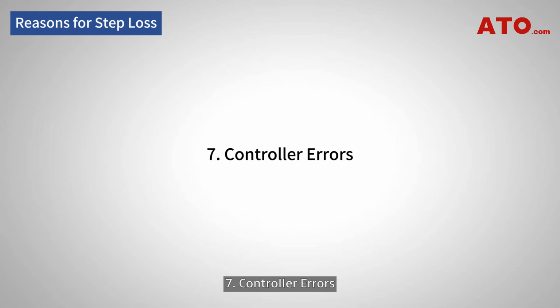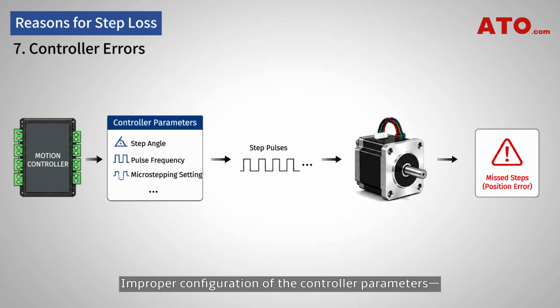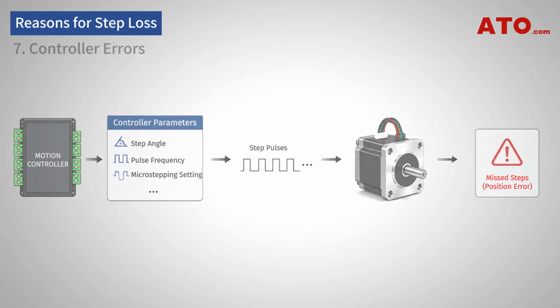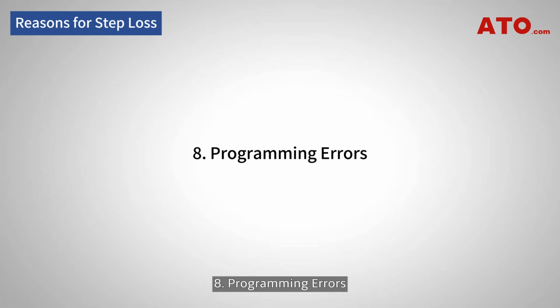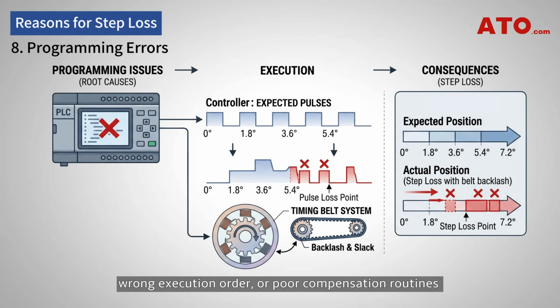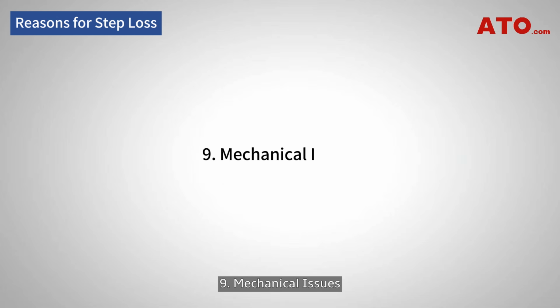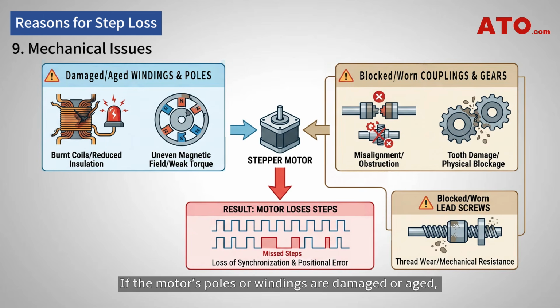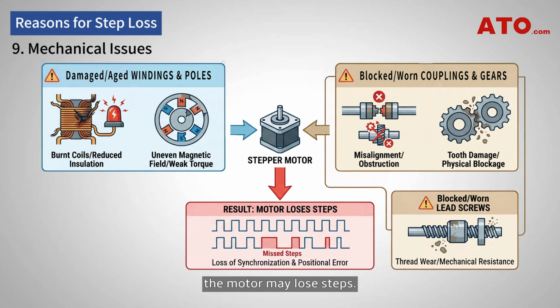Number 7. Controller errors. Improper configuration of the controller parameters, like step angle, pulse frequency, or microstepping settings, can cause missed steps. Number 8. Programming errors. Logic mistakes, wrong execution order, or poor compensation routines in your PLC or controller program, especially when using timing belts, can lead to step loss. Number 9. Mechanical issues. If the motor's poles or windings are damaged or aged, or if couplings, gears, or lead screws are blocked or worn, the motor may lose steps.